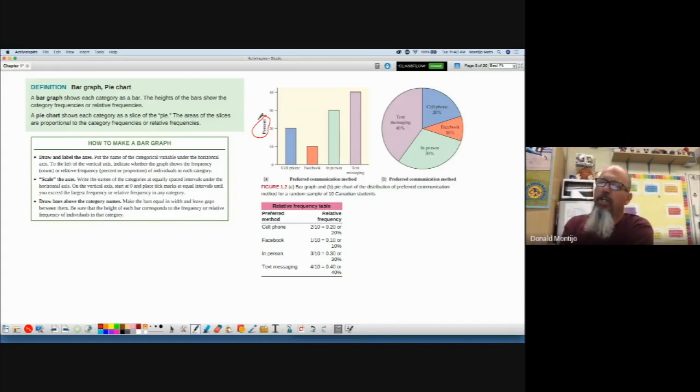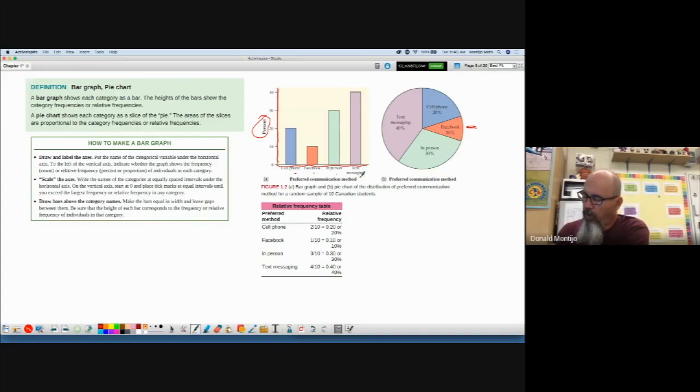And the pie chart's just another way for us to show this data. It's relative: 40%, 20%, 10%, 30%. The total must always be 100% in a pie chart. How do we make a bar graph? Draw and label the axes. So what they mean by draw the axes and label. What are the categories? Cell phone, Facebook, in-person, text messaging. Okay.